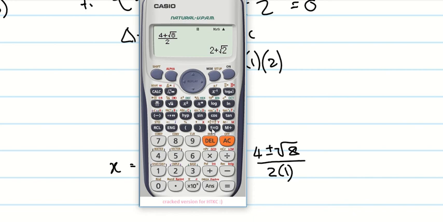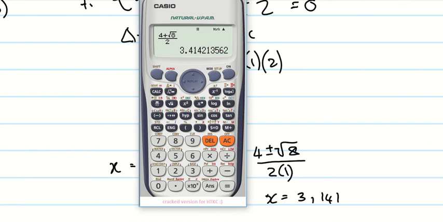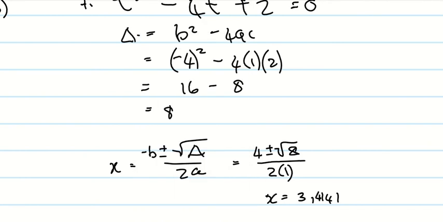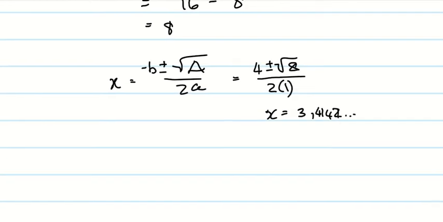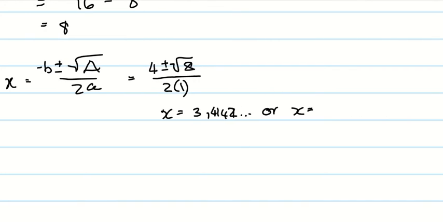And then if I simplify that, it will be 3.414. So x is going to be 3.4142, right? And it continues.